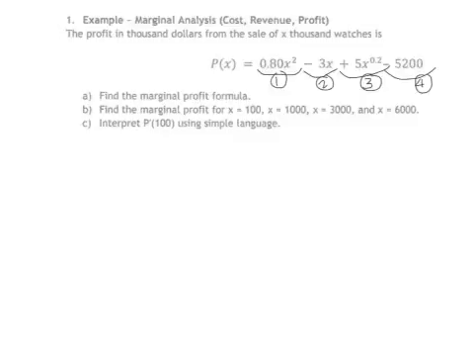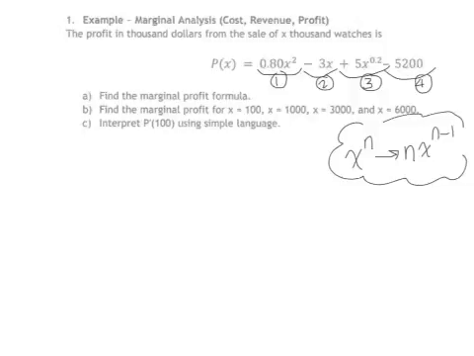So let's remember the power rule. If we have x to the n, the derivative is nx to the n minus 1. Okay, so we're going to keep that aside to remind us. And let's go ahead. So if we look at part A, it says find the marginal profit function. So we're going to take the profit function here. We're going to take the derivative in order to find that marginal profit function. Okay, so P prime of x indicates the marginal profit function.